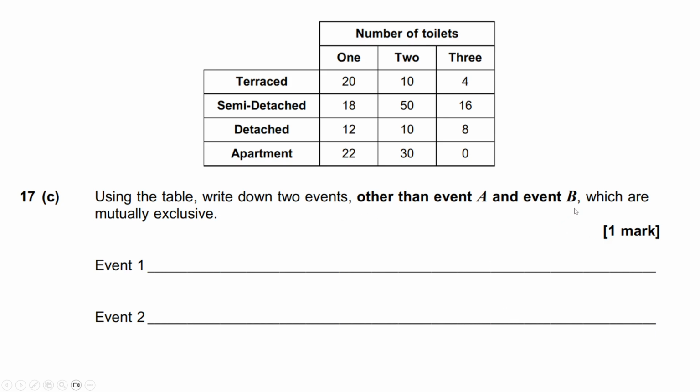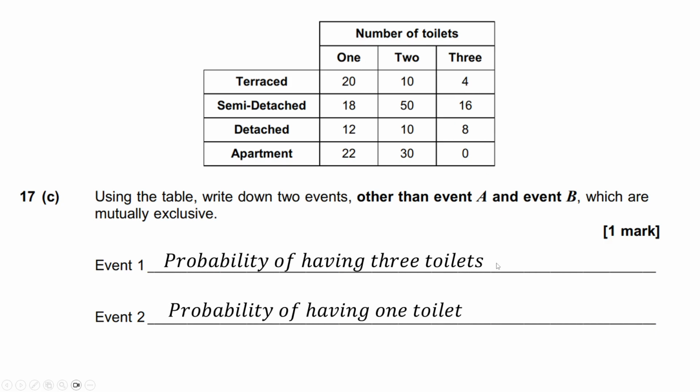Using this table, write down 2 events other than this which are mutually exclusive. So you could either have just 3 toilets, or you could just have 1 toilet. So those are 2 mutually exclusive events. You could also say that it's just this, or that it's just this, or that it's just this.